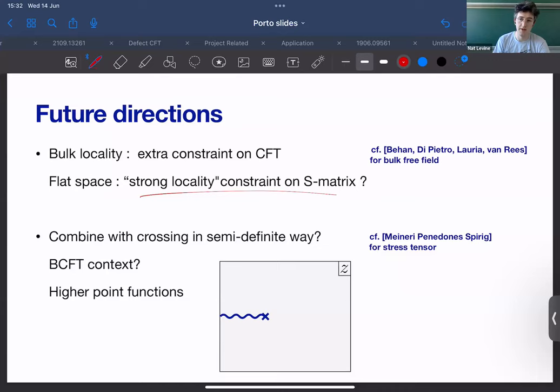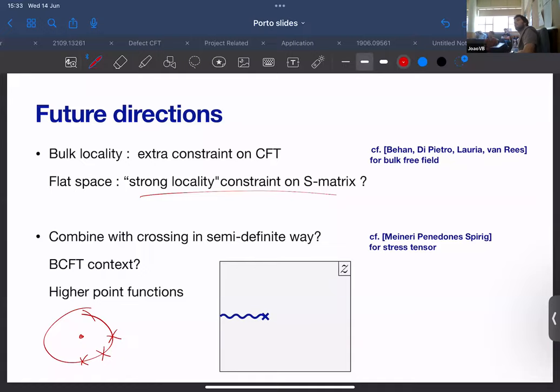And so other questions, like, can you combine this locality bootstrap with crossing in some semi-definite way that's amenable to SDPB and efficient numerical solutions? One particular context that seems quite simple is boundary conformal field theory. And another thing which would be very interesting to study would be higher point functions. Suppose you put one bulk and three boundary insertions, and then you would actually have more than one expansion channel. So you'd get some extra crossing equations. So I'll stop there, and thank you.